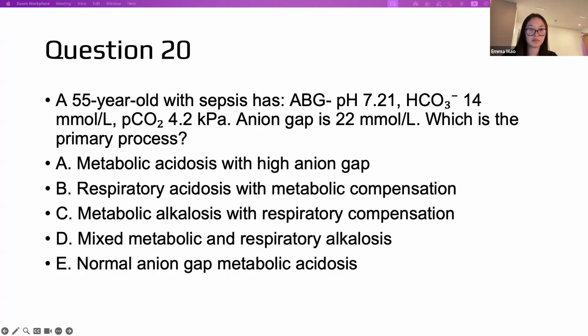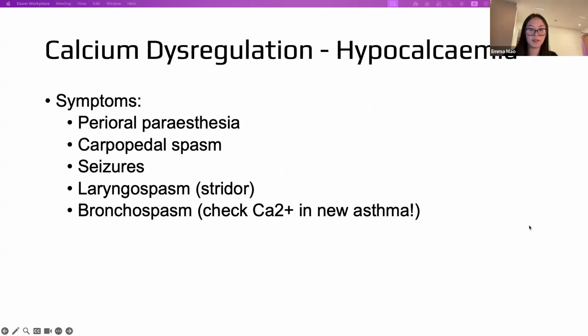Okay, I think there's like 10 slides left, so we'll go quickly. So, calcium dysregulation, hypocalcemia. Symptoms include perioral paresthesia, carpopedal spasm, seizures, and laryngospasm. So hypocalcemia somehow decreases the, what's it called? Like nerve firing. So lots of spasms there.